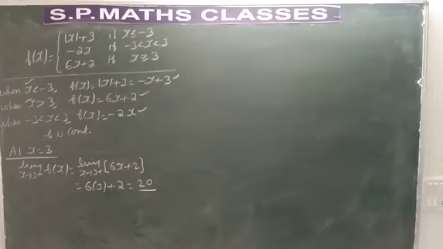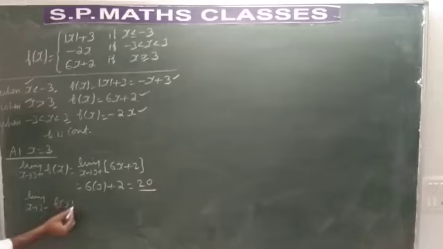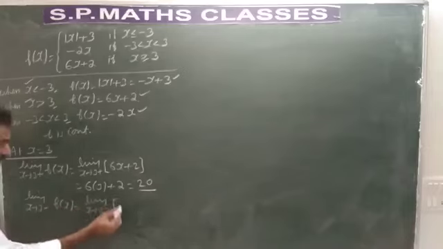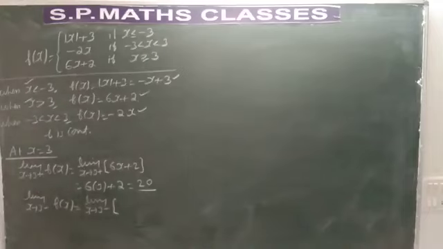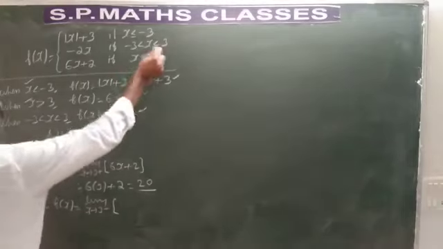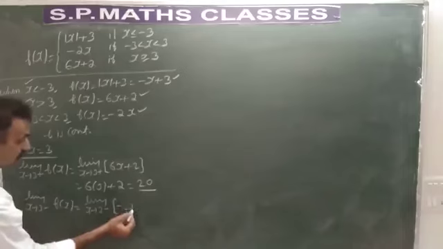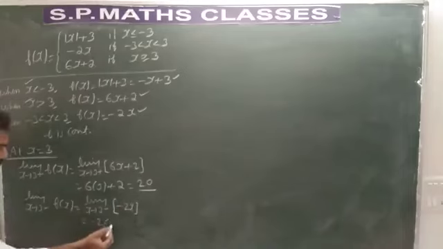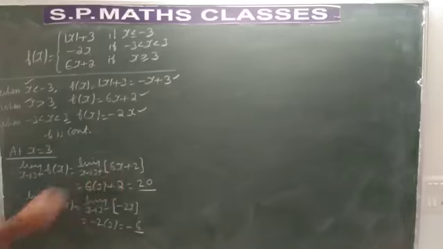Let us find out the left hand limit. What is the left hand limit? Limit as x tends to 3 minus of f of x. 3 minus means less than 3. Identify the function defined for less than 3. For less than 3, it is minus 2x. Minus 2x means minus 2 into 3, which is equal to minus 6.